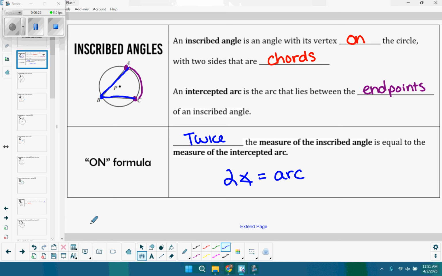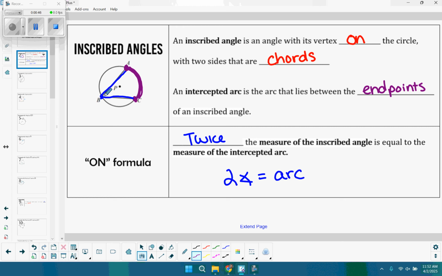The intercepted arc is the arc that lies between the endpoints of an inscribed angle. So if these are the endpoints of our arc, right here, I like to think of it as we're shining a flashlight at point B, and it's lighting up the circle between A and C. So that's the intercepted arc.